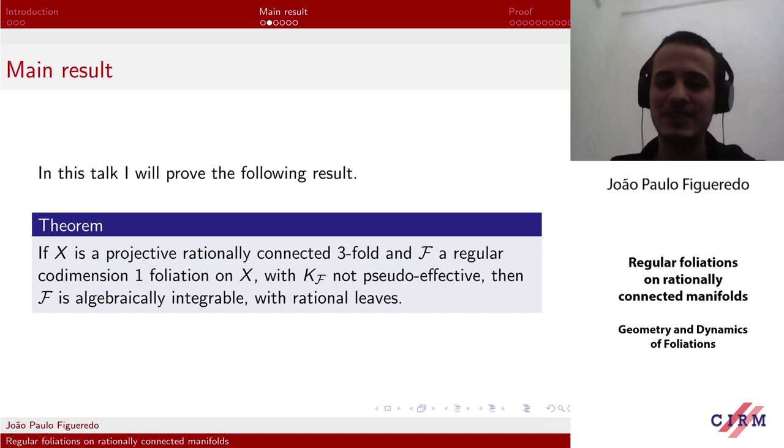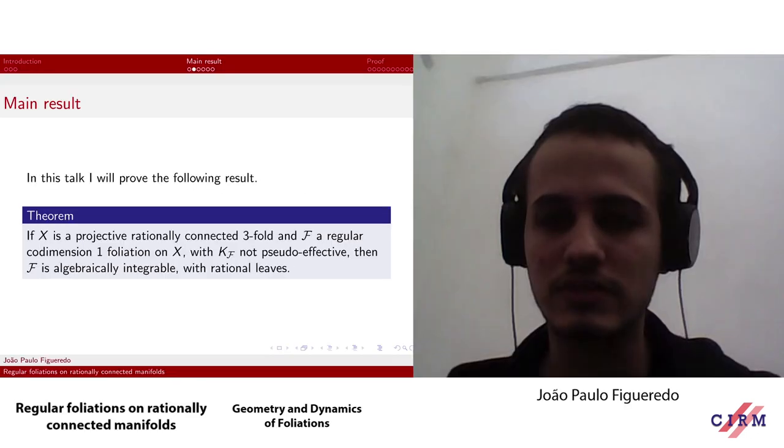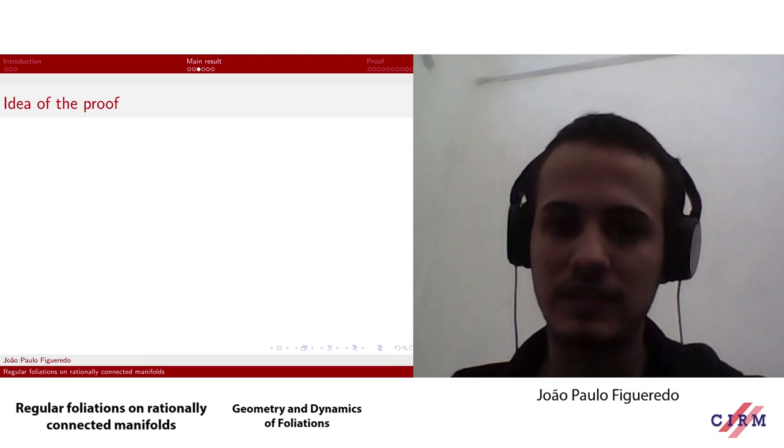Okay, so in my talk, I will prove that if X is a rationally connected threefold and F a codimension 1 regular foliation on X with K_F not pseudo-effective, then F is algebraically integrable with rational leaves. So, as you remember, this is expected for any F, but I still didn't manage to show it in general. So I'll just show the easy case, when K_F is negative in some way. So how do you show this? What's the idea?